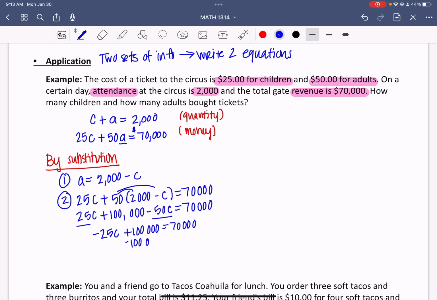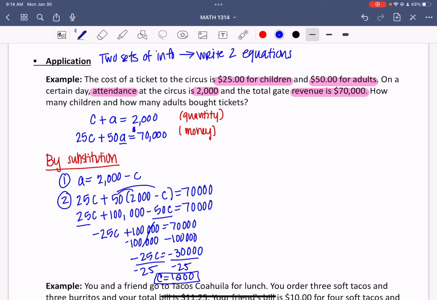Subtract the 100,000. That gives me negative 25C equal to negative 30,000. And divide by negative 25. So C is equal to negative 30,000 divided by negative 25, which is 1,200.